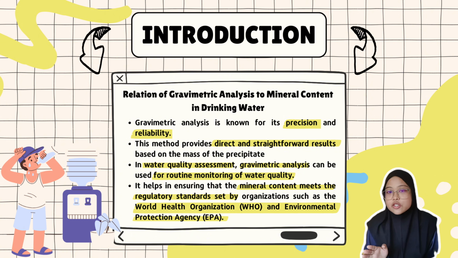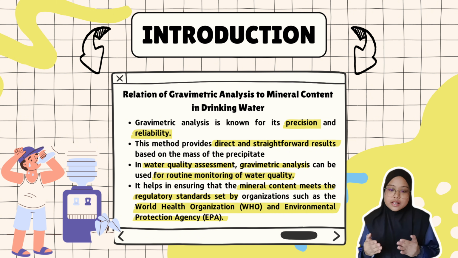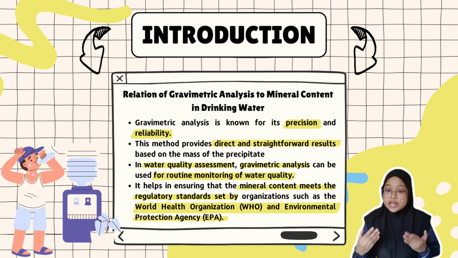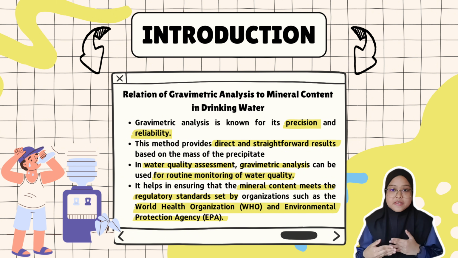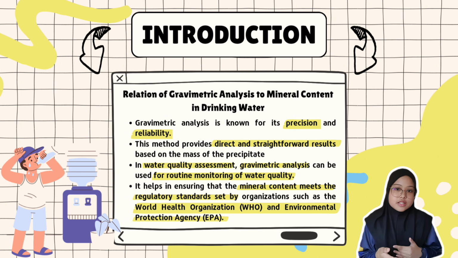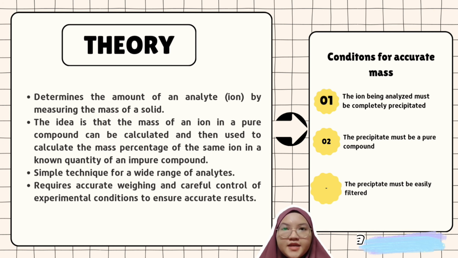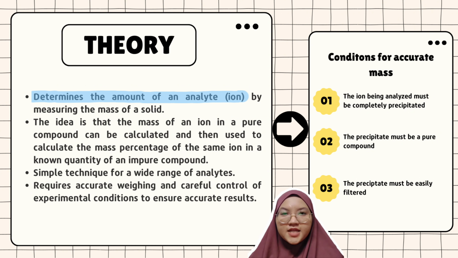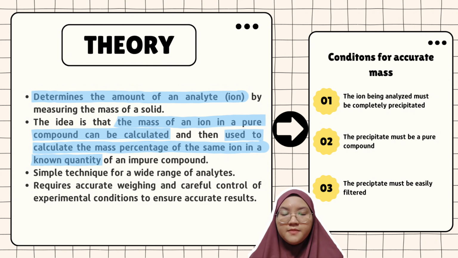Now, let's delve into gravimetric analysis. It's an analytical technique used to quantify the amount of a substance by measuring its mass. In our context, gravimetric analysis involves isolating the analyte as a solid precipitate, which is then filtered, dried, and weighed. Here is the theory. Gravimetric analysis determines the amount of an analyte ion by measuring the mass of a solid. It works on the idea that the mass of an ion in a pure compound can be calculated and then used to calculate the mass percentage of the same ion in a known quantity of an impure compound.